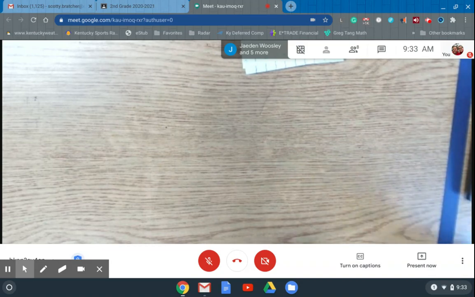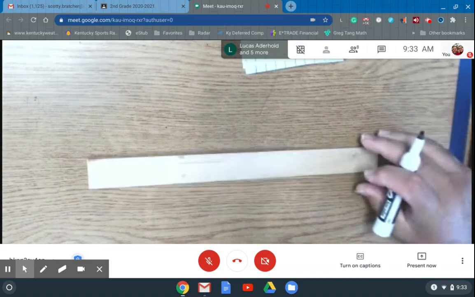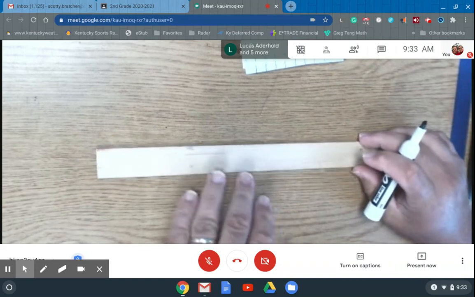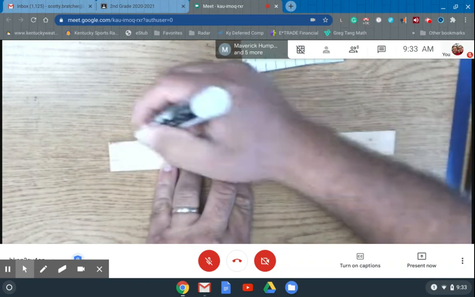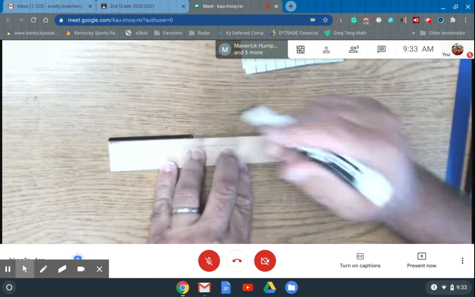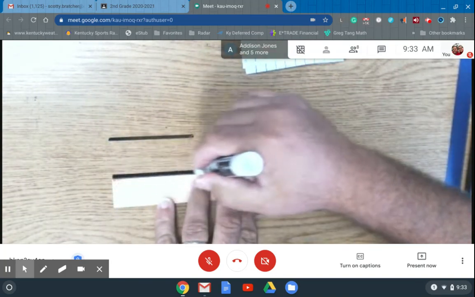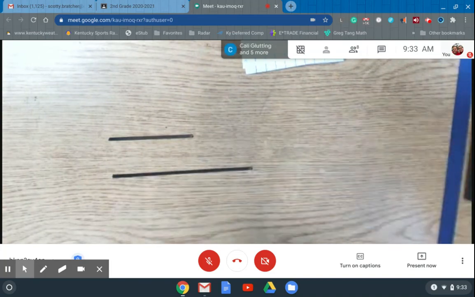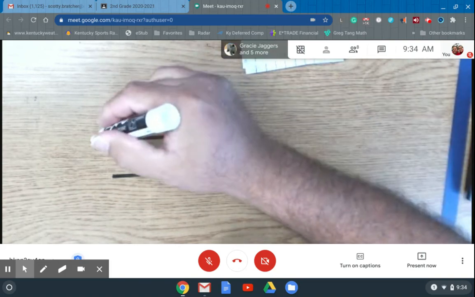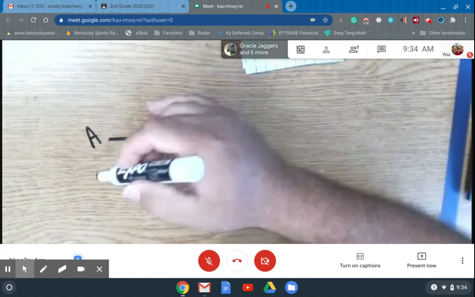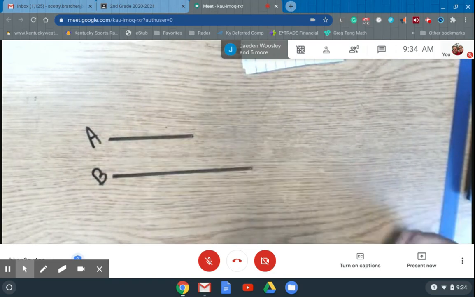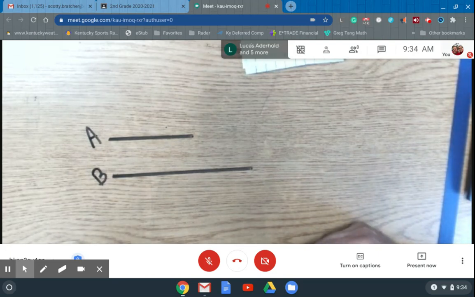All right. So I'm just going to use this ruler to make two lines. Okay? I'm going to make a line that long. I'm going to make a line this long. All right? So I just use the straight side of the ruler to make that. Okay? I'm going to label this one line A, and this is line B. Okay? So, which one's longer?